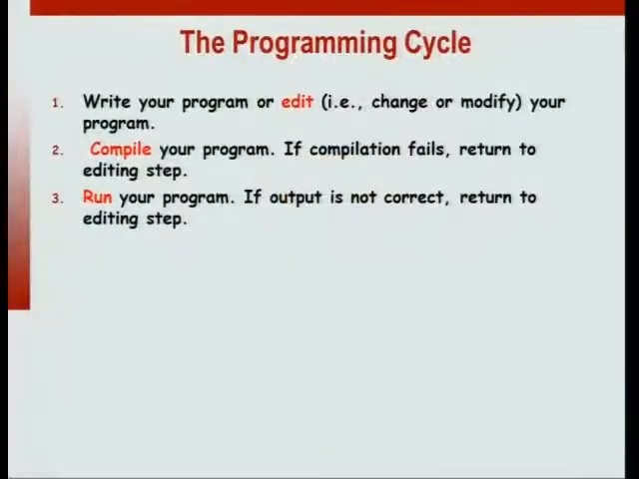When you're programming, you typically follow what is known as the programming cycle, and this contains three parts. One is the process where you write the program or edit the program, and after you're done editing, you save it and then you compile your program. If your compilation succeeds, you are ready to run the program. If your compilation fails, then you return to the editing step and correct the errors, and compile again.